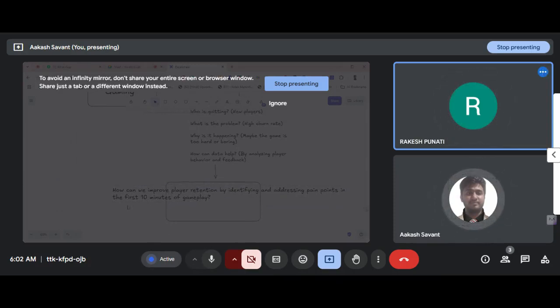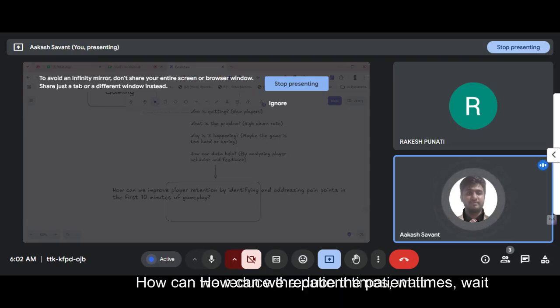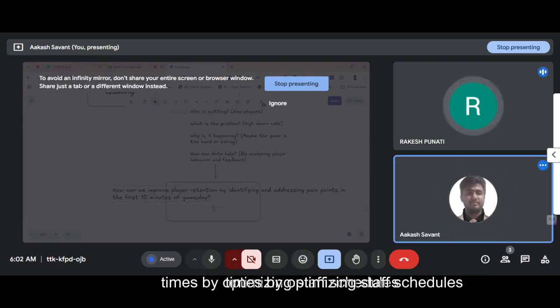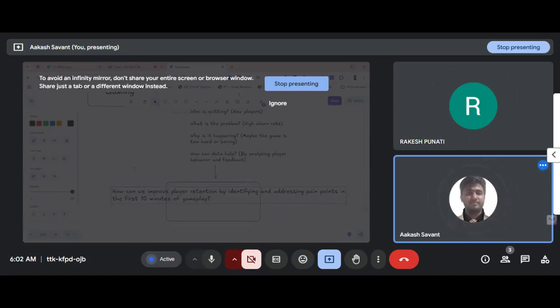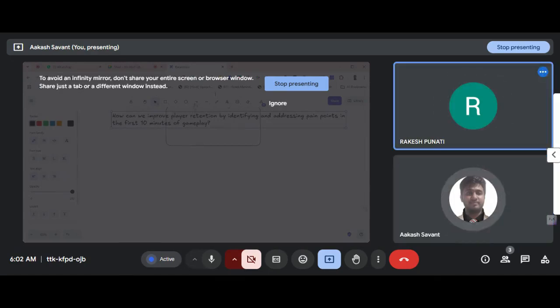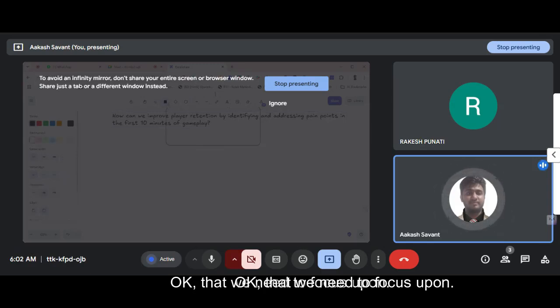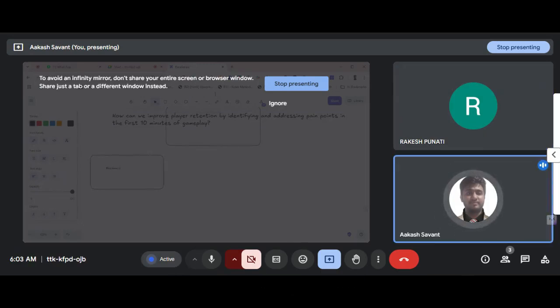How can we improve retention by identifying and addressing the pain points in the first 10 minutes of a game? If we have this kind of problem statement, it would be very easy for us to understand, like framing a problem. So let's get into another industry, that is the e-commerce domain.